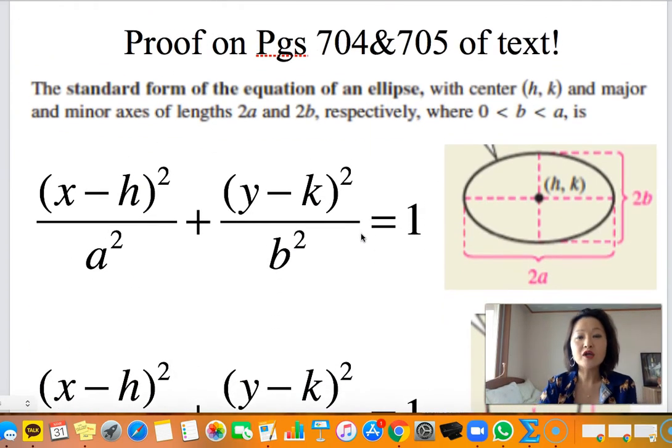Now I'm going to give you the equations for the actual ellipse, but what I want you to understand is that you can find the full proof, which is really elaborate and long, on pages 704 and 705 of your textbook.